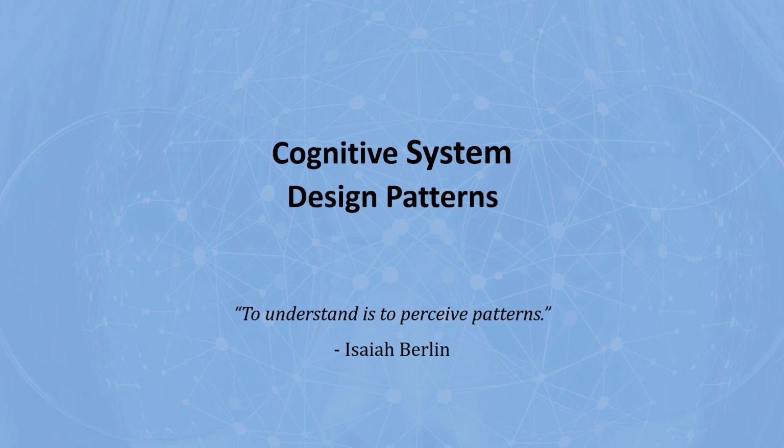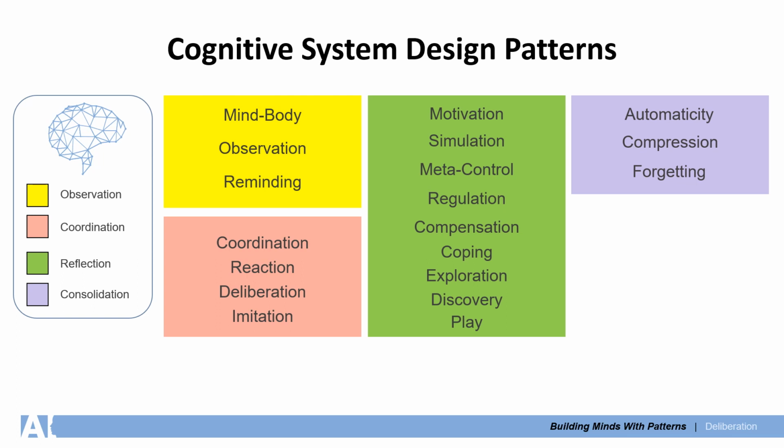What are cognitive system design patterns? Isaiah Berlin once said, "To understand is to perceive patterns." In building an artificial mind, it's helpful to start somewhere, and preferably not from scratch. There are a number of cognitive system design patterns which can be used to implement the required mind functionality. Mapping requirements to design patterns can assist in defining the overall mind architecture. Some design patterns are depicted here. This talk's focus will be the deliberation pattern.